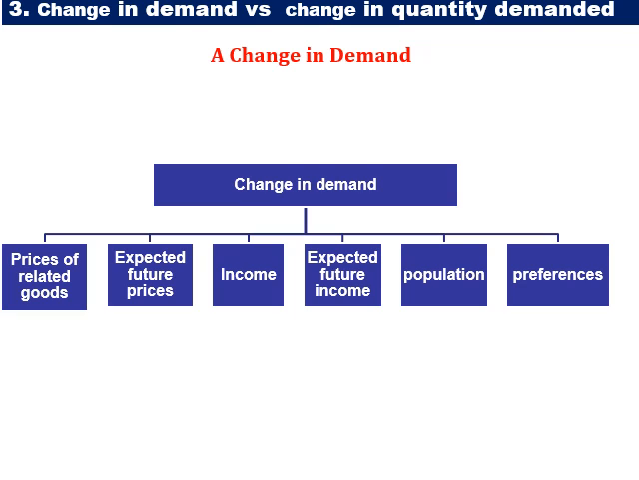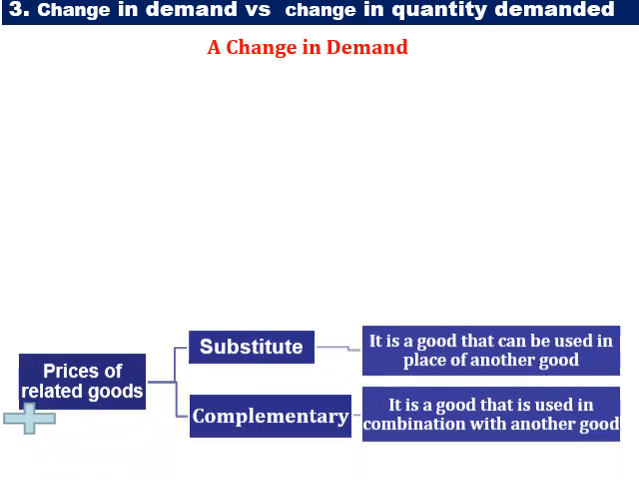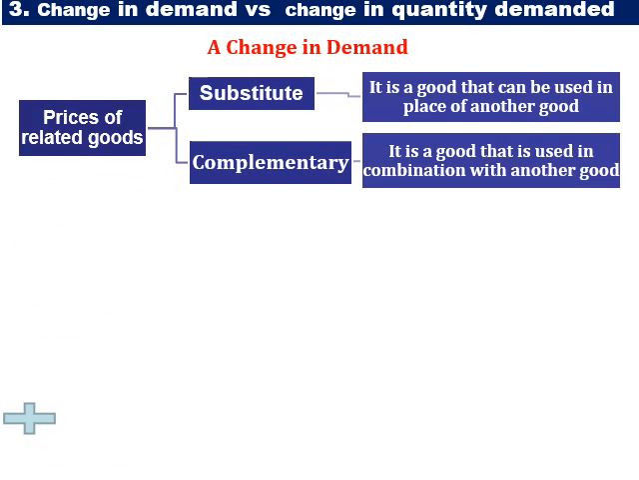So here we have 6 factors that may lead to a change in the whole demand curve. These factors are the prices of related goods, expected future prices, income, expected future income, population, and preferences. Well, now let's discuss the first factor that will lead to a change in the whole demand curve, which is the price of related goods.